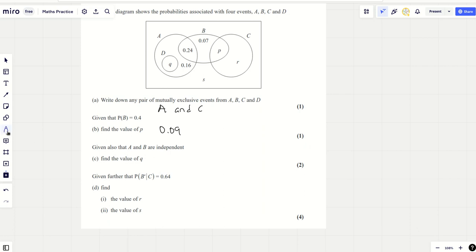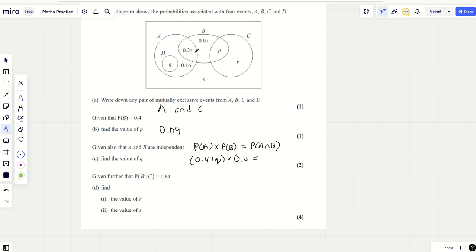Okay, given also that A and B are independent, well, don't forget, if A and B are independent, never forget this, it's a great way of testing independence. That means that P of A times P of B equals P of A intersection B. Okay, so what is P of A? Well, it's going to be 0.4, well, those two added together, plus Q. That's just P of A. And I'm going to times that by P of B, which we know is 0.4.